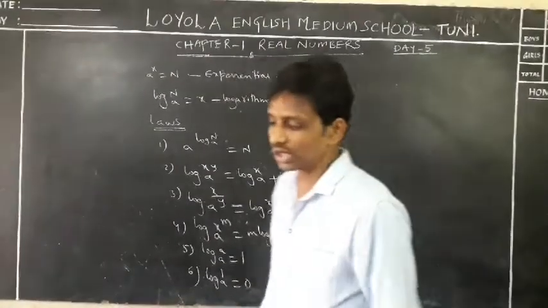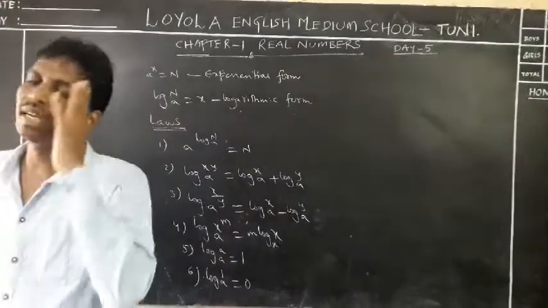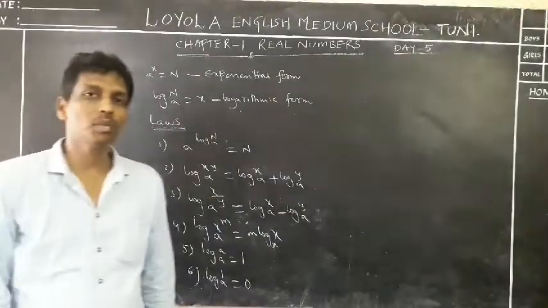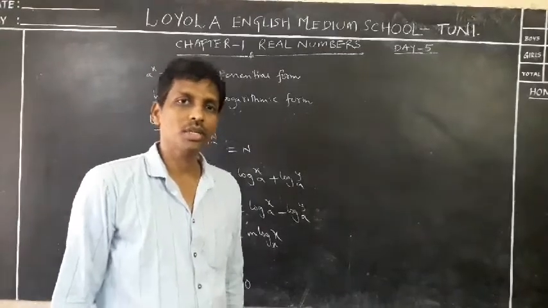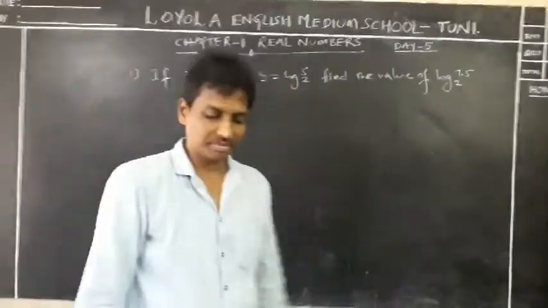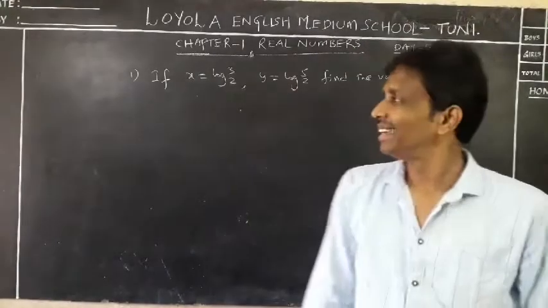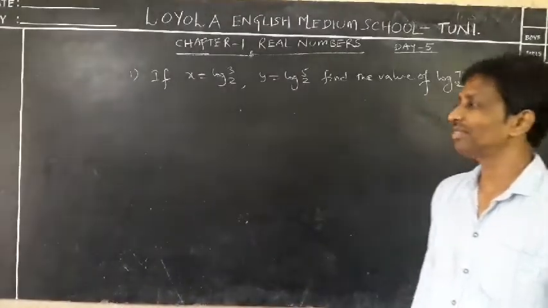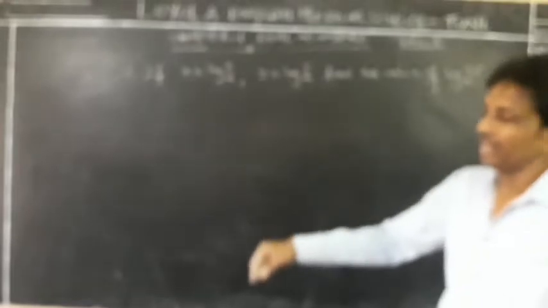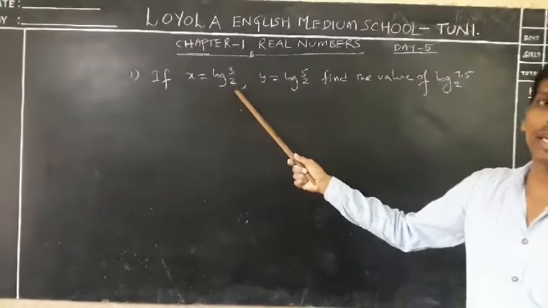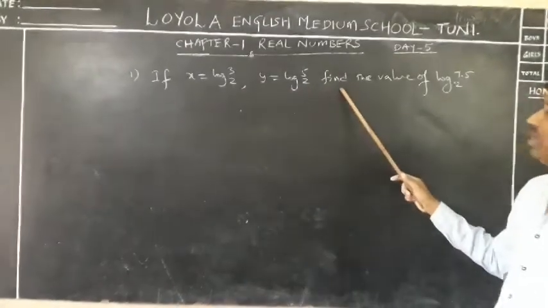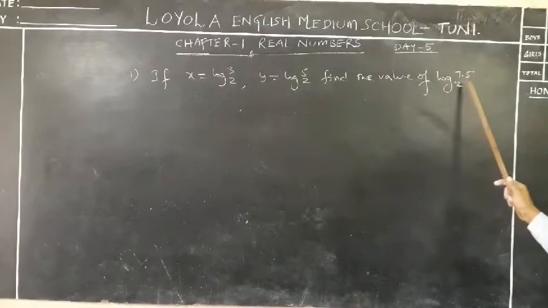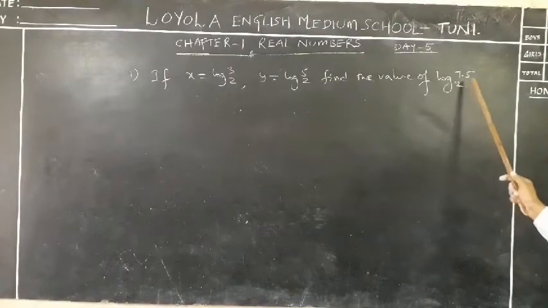Okay, so we have recollected what we learned yesterday, and we will continue the rest of the problems in today's class. Let us see the first problem for today. If x is equal to log 3 to the base 2, y is equal to log 5 to the base 2, we are asked to find the value of log 7.5 to the base 2.